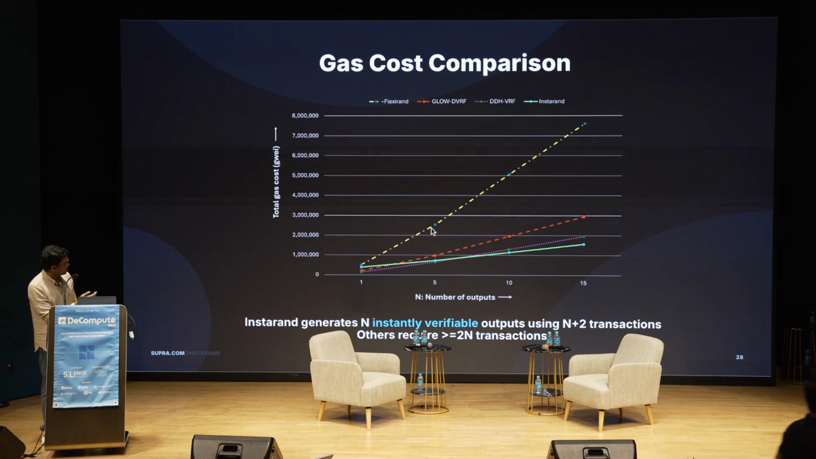So we are always better than FlexiRand and Glow DVRF, but we are initially worse than DDH VRF or Chainlink VRF because they don't rely on BLS. We have to perform one BLS verification. That's why we are more expensive. But gradually we become better for 7 outputs.